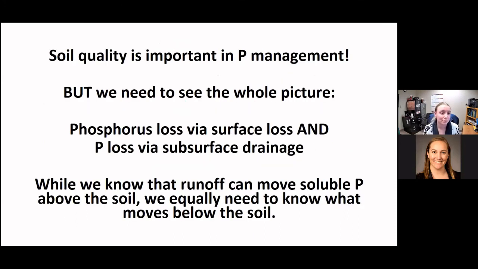And to drive this point home, soil quality is important in P management, but we need to see the whole picture. Phosphorus loss via surface loss and phosphorus loss via subsurface drainage. And while we know that runoff can move soluble P above the soil, we equally need to know what moves below the soil.